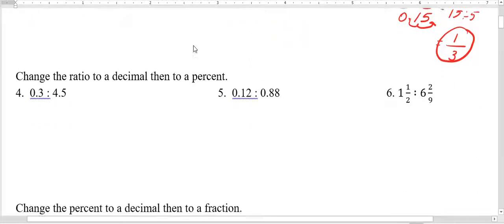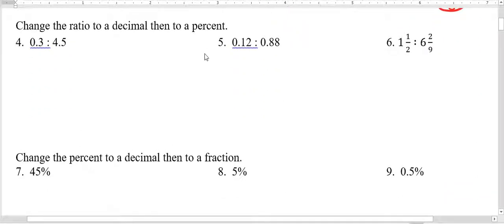Alright, now we're going to look at ratios to a decimal, and then to a percent. And we can do this a couple of different ways. I want to write it as a decimal, I want to write it as a percent. Even though these are still in decimal form, I need to find it as a fraction first. So I'm going to write it as 0.3 over 4.5. Then I'm going to get my denominator to be a whole number. So that becomes 45. And then my numerator, I'm going to move it 1 place, and I get 3.